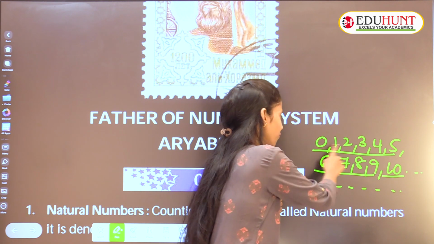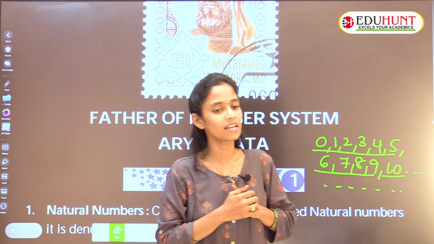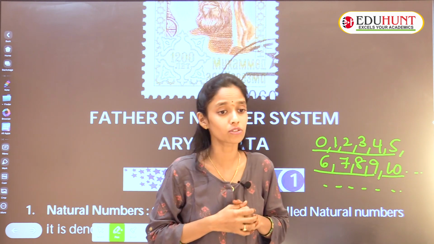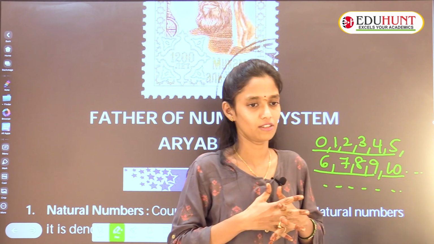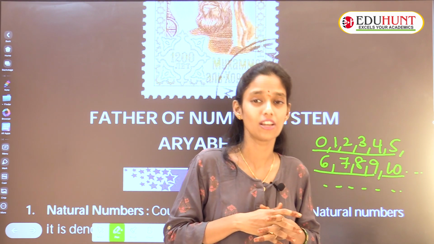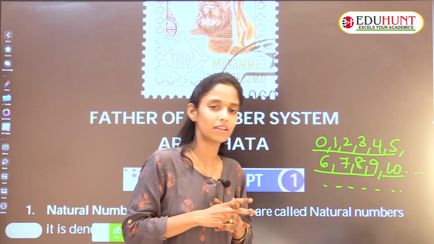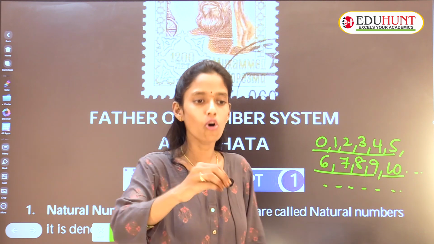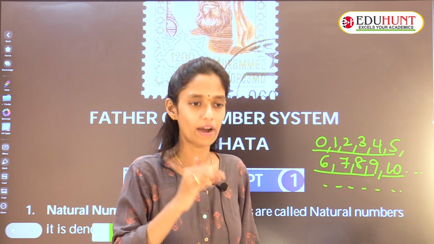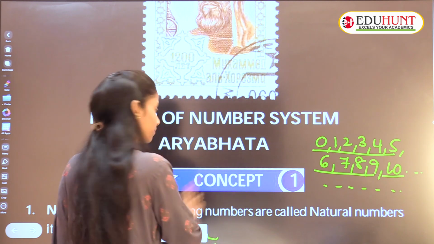Ma'am, then we cannot call 0 to 9 numbers? Definitely you can call them numbers. Single digits you can call numbers also. But when you see more than one digit, you cannot say that is a digit. You have to say that is a number. Number means it can be a single digit also. More than a single digit means you have to say that is a number. Okay, fine. Now I'm cleaning this.